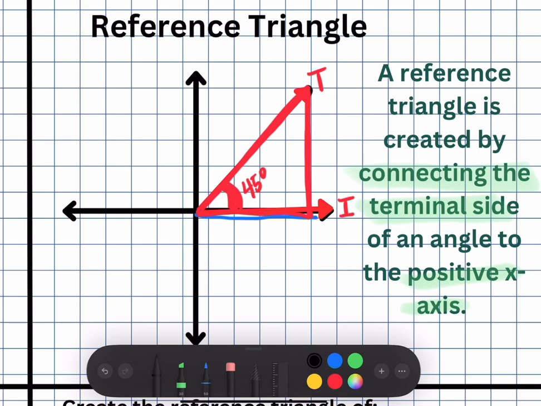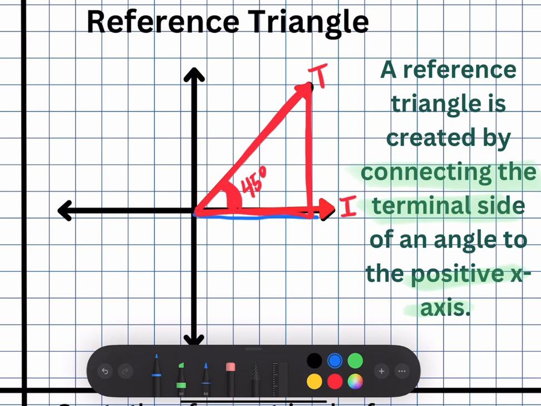But this would change depending on where you are on the axis. If my terminal side landed over here, I would connect to the positive x-axis and it would create a triangle in this orientation. Do you see that? If my terminal side landed down here, same thing. I would go upward to connect to the positive x-axis, and this would be my triangle. And lastly, let's say I landed here. I would connect upward to the positive x-axis, and this would be my triangle. Okay, so the triangle is all going to depend on wherever your angle lands.